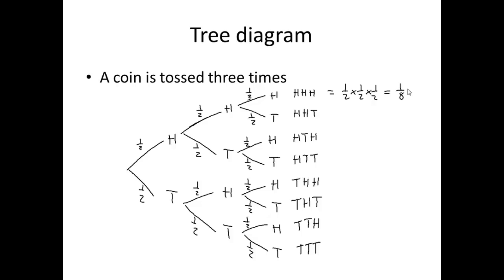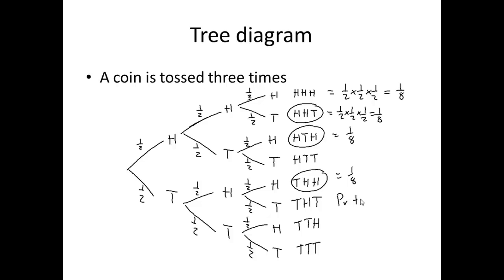You might say, what's the probability of getting exactly 2 heads? Well, here's exactly 2 heads. Again, that's a half times a half times a half, so they're all going to be 1/8. Here's exactly 2 heads. Here's exactly 2 heads. I don't care which order. This is 1/8. This is 1/8. So the probability of 2 heads is 1/8 plus 1/8 plus 1/8.